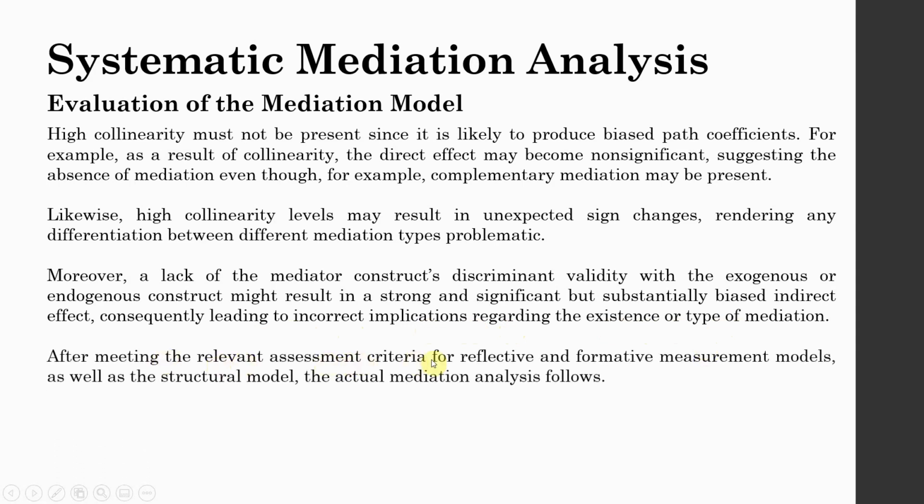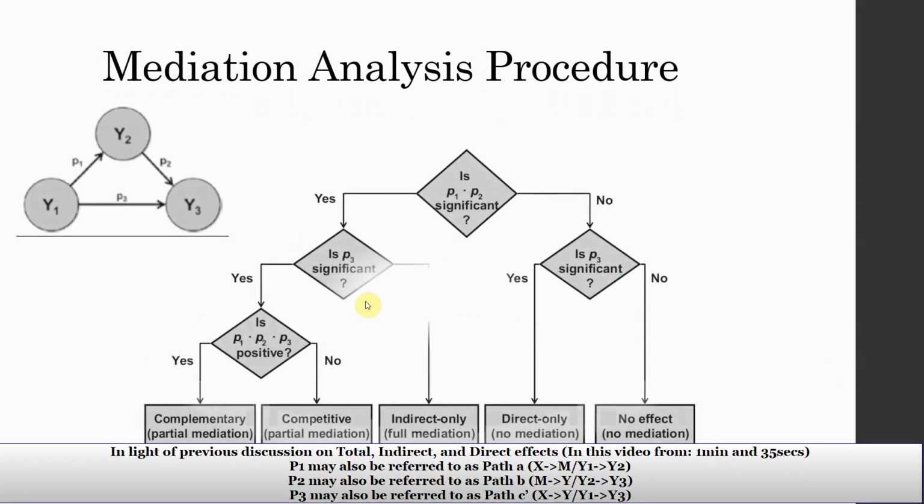After meeting the relevant assessment criteria for the reflective and formative measurement models, as well as the structural model, by testing collinearity and other required statistics, the actual mediation analysis follows. Mediation analysis procedure. What is the procedure of mediation analysis? Are P1 and P2 significant? If yes, they are significant, then assess, is P3 significant? That is the direct relationship from your independent variable to your dependent variable, whereas P1 is your relationship from independent to mediator and P2 is your relationship from mediator to dependent.